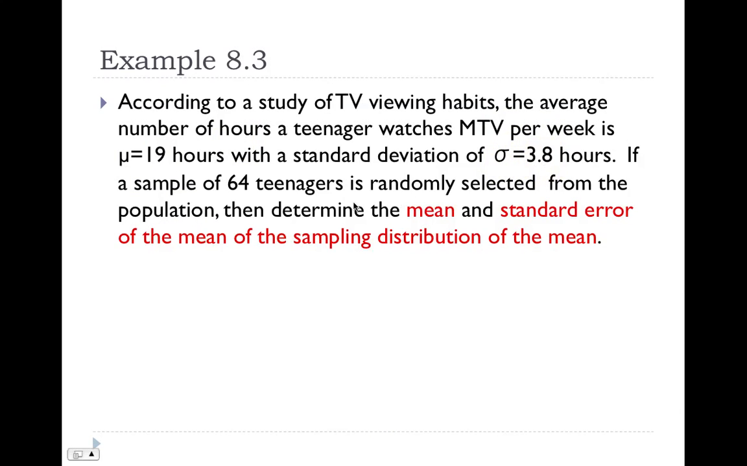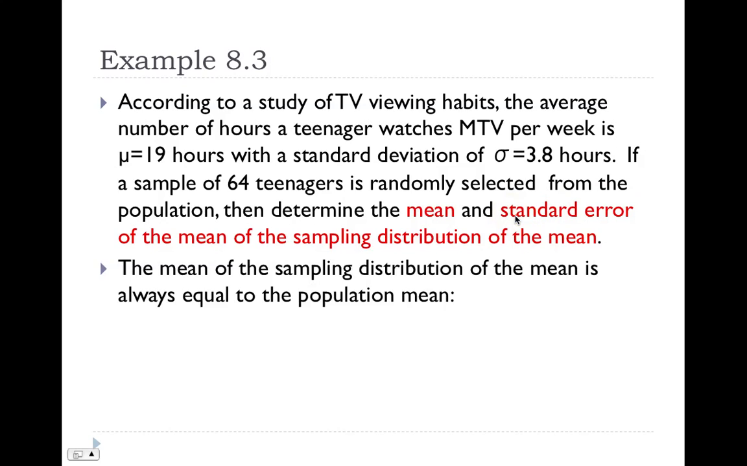If a sample of 64 teenagers is randomly selected from the population, then determine the mean and the standard error of the mean of the sampling distribution of the mean. I know it sounds long-winded, but it's basically asking us for mu sub x bar, which is the mean of the sampling distribution of the mean, and sigma sub x bar, which is the standard error. So we're going to use our definitions for mu sub x bar and sigma sub x bar.